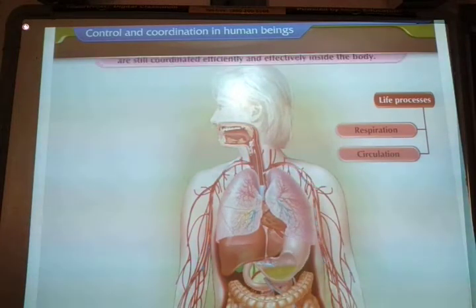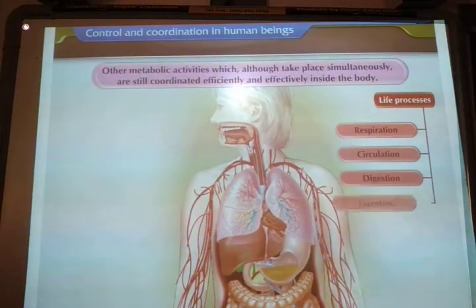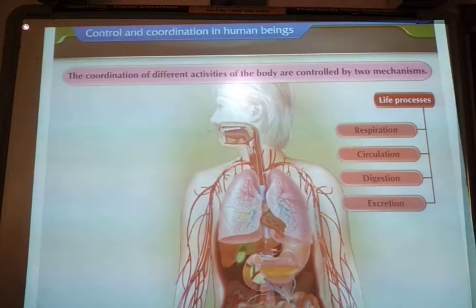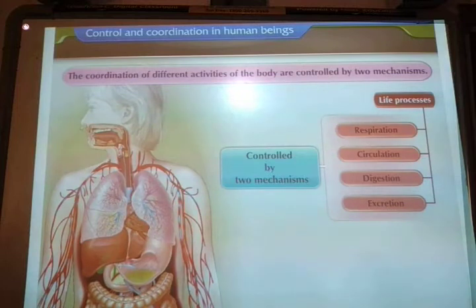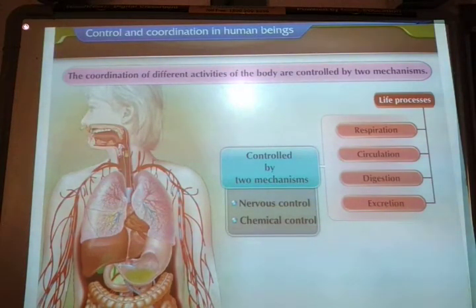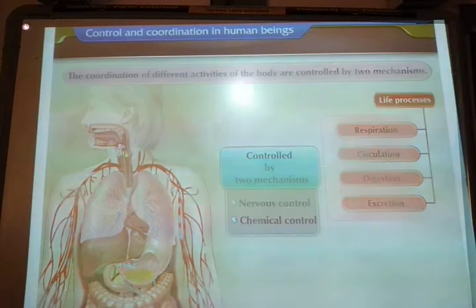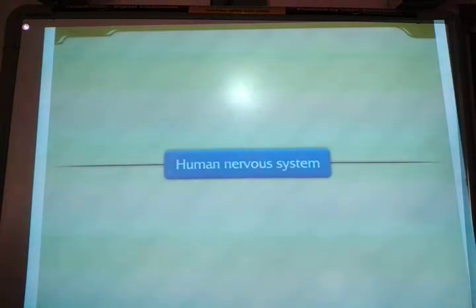Apart from these, there are other metabolic activities which, although they take place simultaneously, are still coordinated efficiently and effectively inside the body. The coordination of different activities of the body is controlled by two mechanisms, namely the nervous control and the chemical control. Let us now study the human nervous system. Human nervous system.